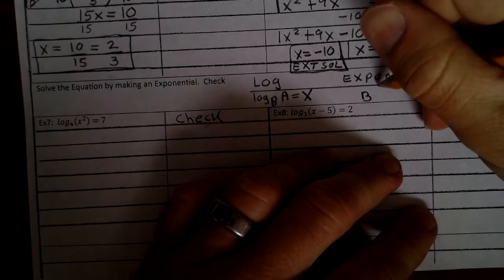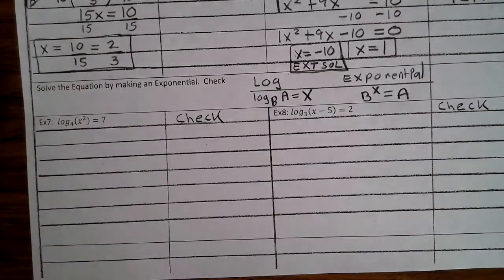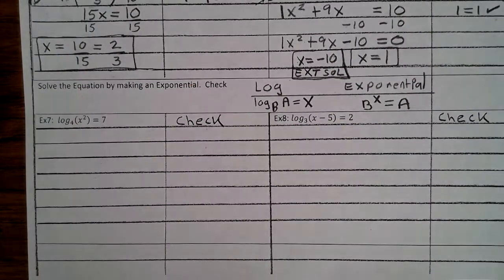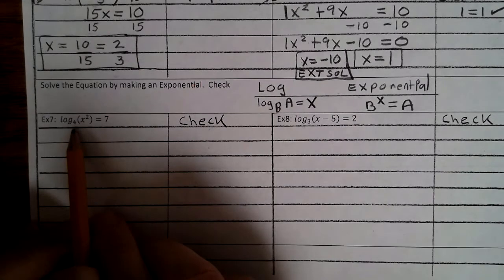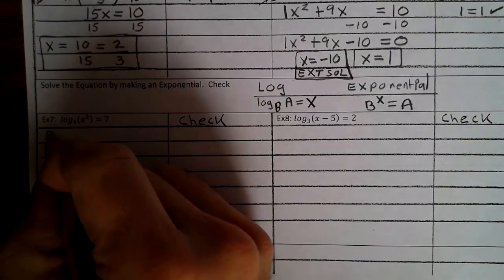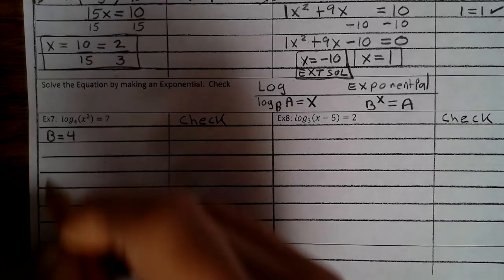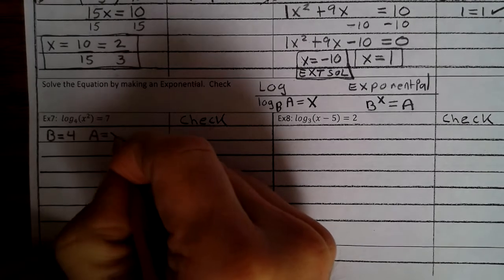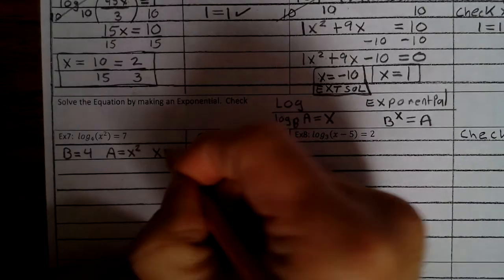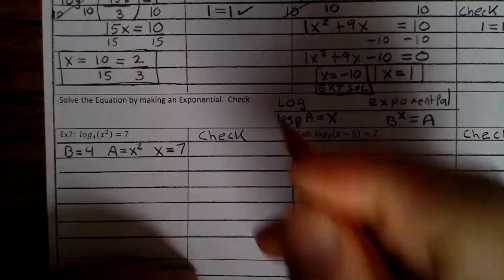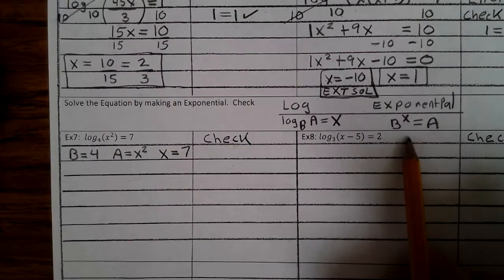So what we have to do is understand what is what. So here the B equals 4, the A equals X squared, and the X equals 7. Now we know what B, A, and X are. We're going to apply it to the exponential form. So the B is 4, so that's 4 raised to the X, which is 7, so 4 to the 7th equals the A, which is X squared.